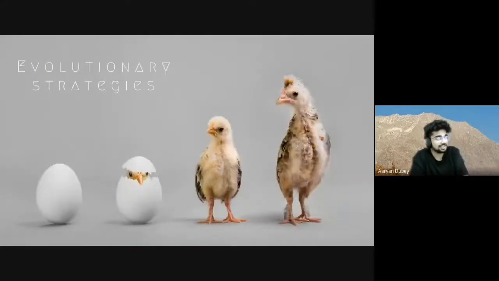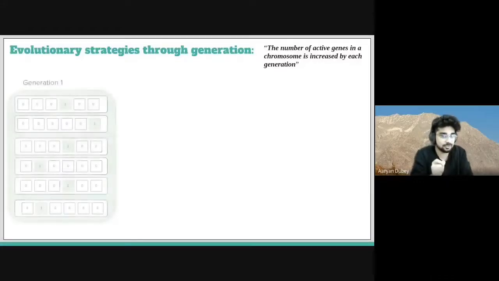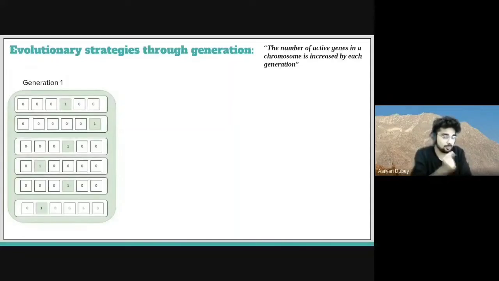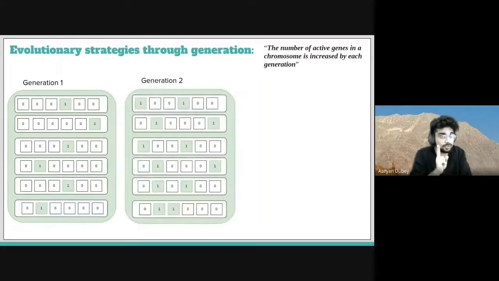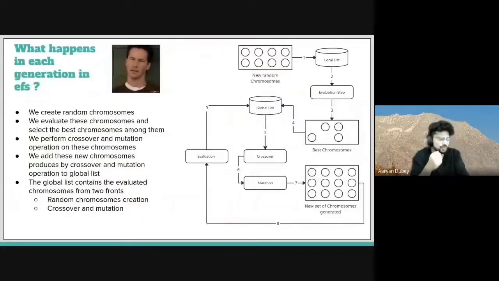So, evolutionary strategies. The basic idea is that the number of active genes in a chromosome is increased by each generation. In generation 1, we have a chromosome with an encoding something like this, with only one active gene. In generation 2, we'll have a chromosome with 2 active genes. In generation 3, we will have a chromosome with 3 active genes. So as you can see, the number of active genes in a chromosome is increasing with each generation.